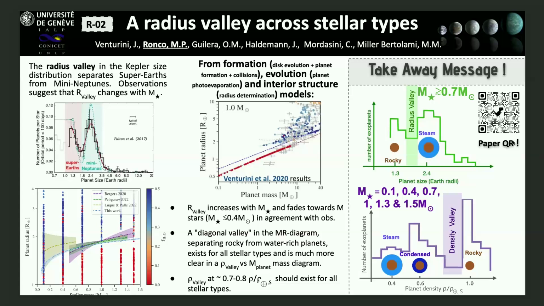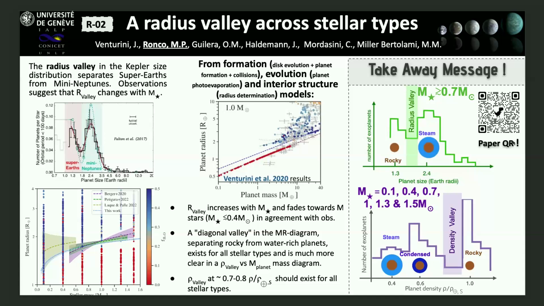And what we did here was basically to expand this work to other stellar types, because observations also show that the valley seems to change position with stellar mass. So with the new and improved simulations, we got very nice results, as you can see in the bottom plot, that match pretty well with observations and show that the radius valley is pretty clear among stars with masses greater than 0.67 solar masses, but shades towards M dwarfs. And that's basically a consequence of planet migration.